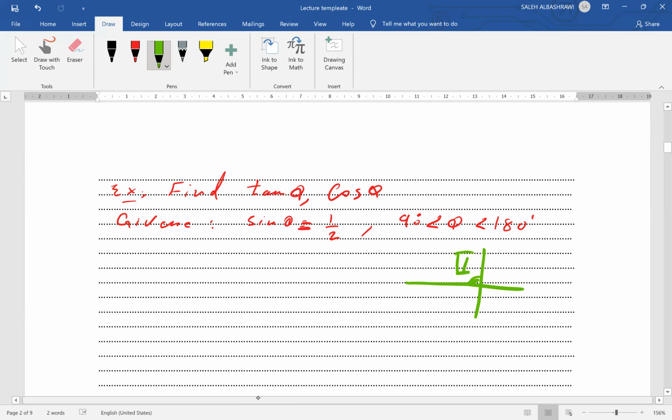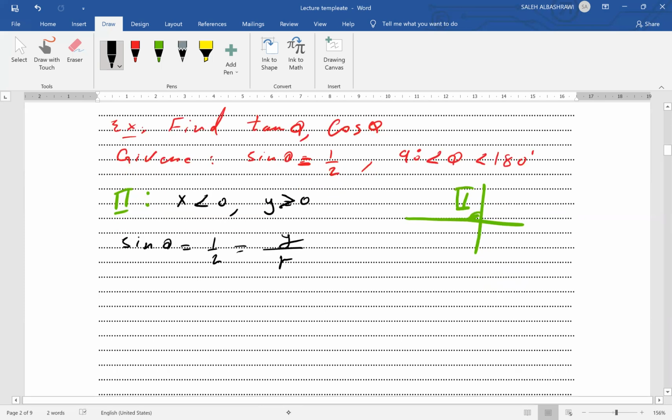And in the second quadrant, we know that x is negative and y is positive. Now sine theta equal to 1/2, and we know sine is y over r. So if we are in the second quadrant, this is theta, so we can graph a triangle there. This is y, this is x, and this is r.